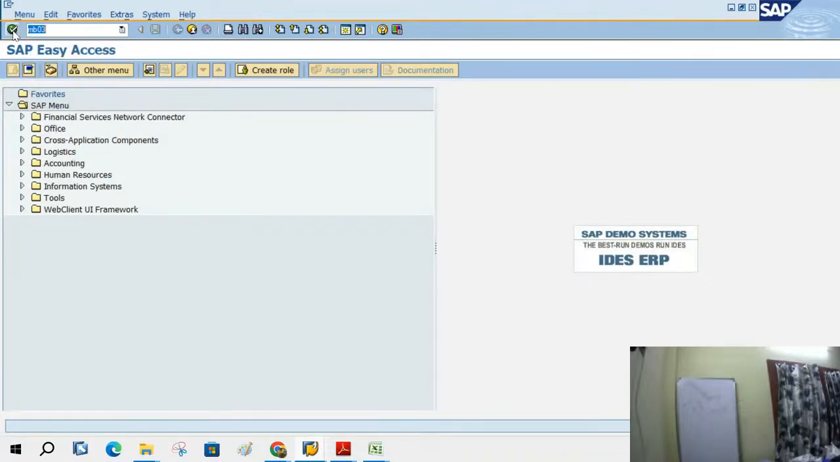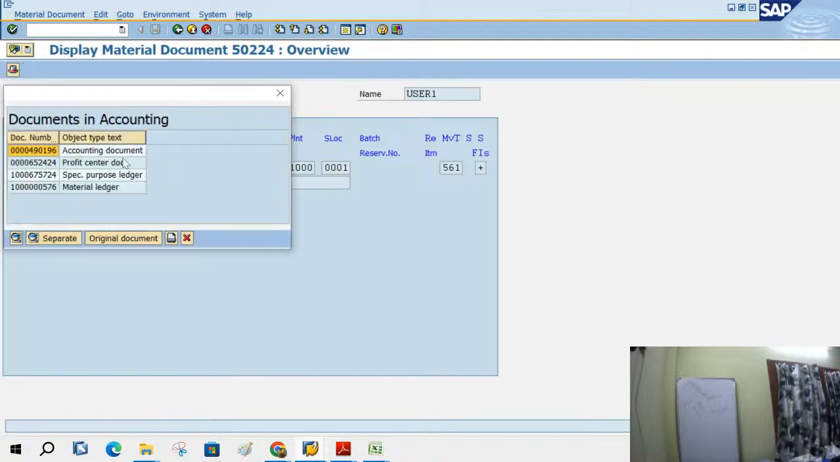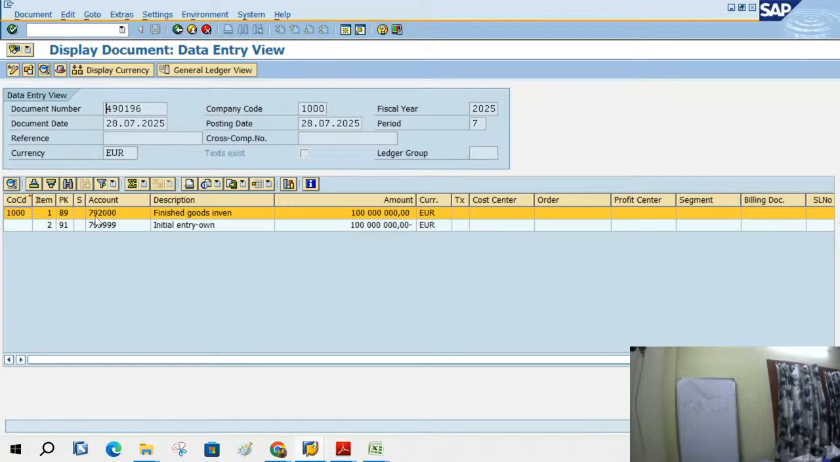So what are the GL accounts which you have created in company code 1000 for stock posting? How many GL accounts? Two. What are the GL account numbers? Please write down, all of you. For company code 1000 stock posting stage, the two GL accounts are 792000 and 7999: initial stock entry and finished goods inventory. So stock posting stage, how many GL accounts? Two GL accounts. Correct.